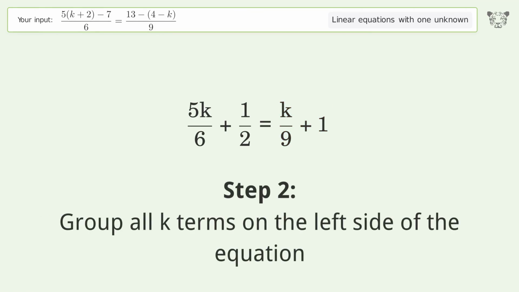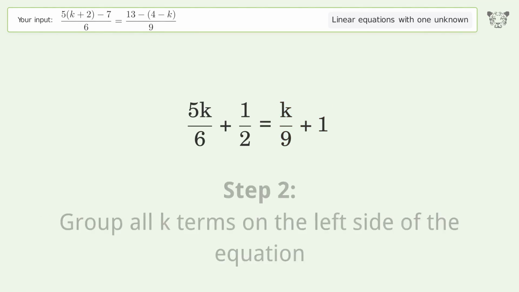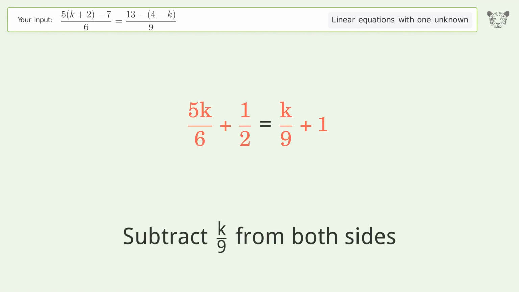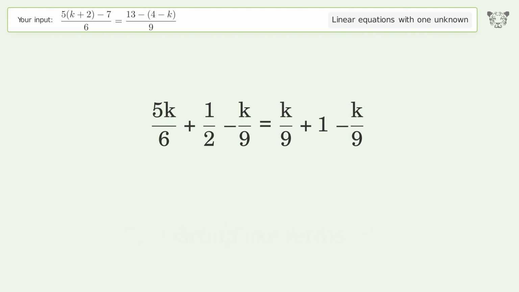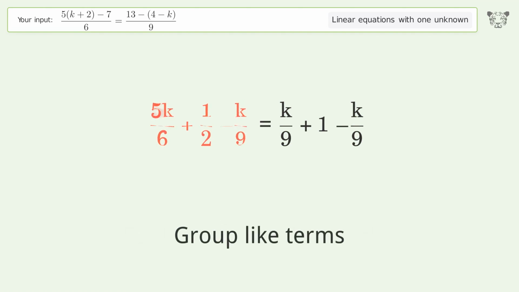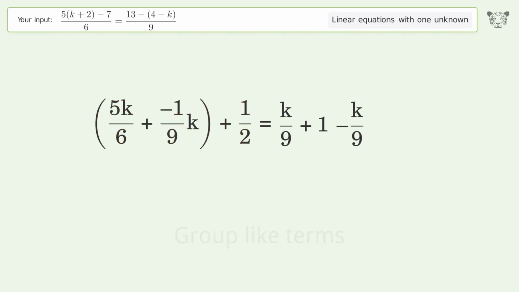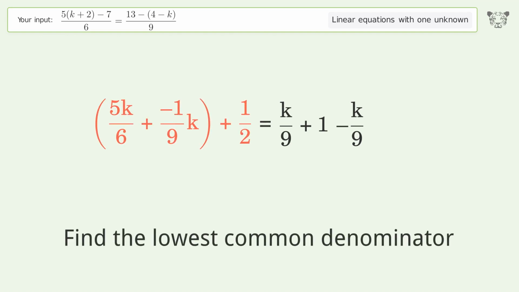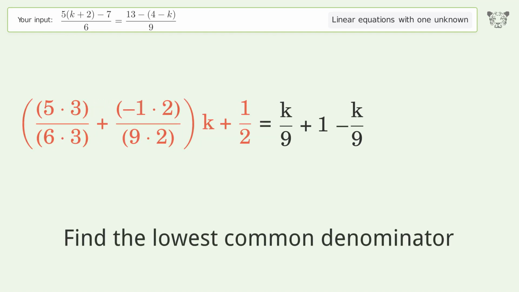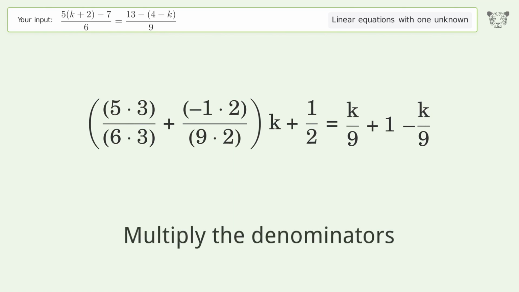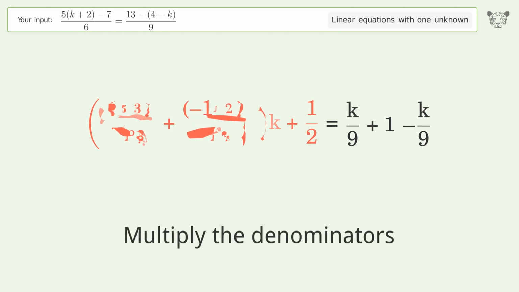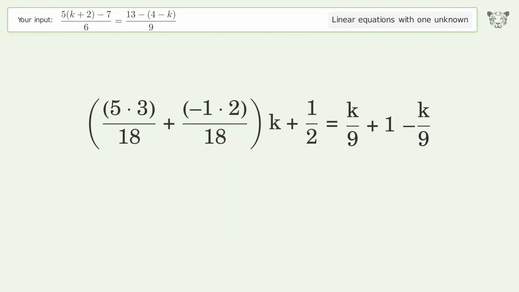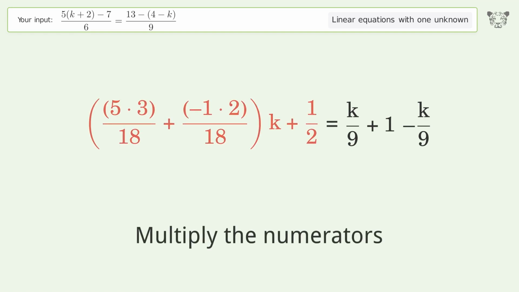Group all k terms on the left side of the equation. Subtract k/9 from both sides. Group like terms. Find the lowest common denominator. Multiply the denominators. Multiply the numerators.